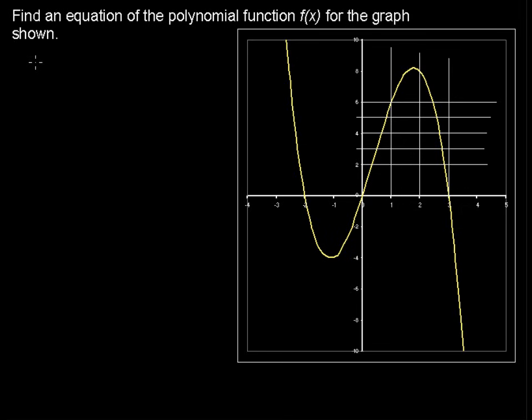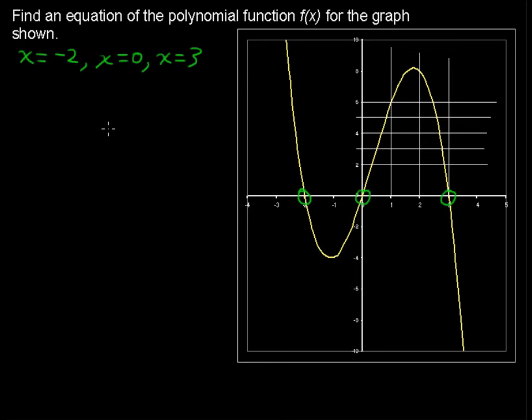Find an equation of the polynomial function f of x for the graph shown. And we have this polynomial graph that crosses the x-axis at x equals -2, x equals 0, and x equals 3. So those are our zeros of this function: x equals -2, x equals 0, and x equals 3.